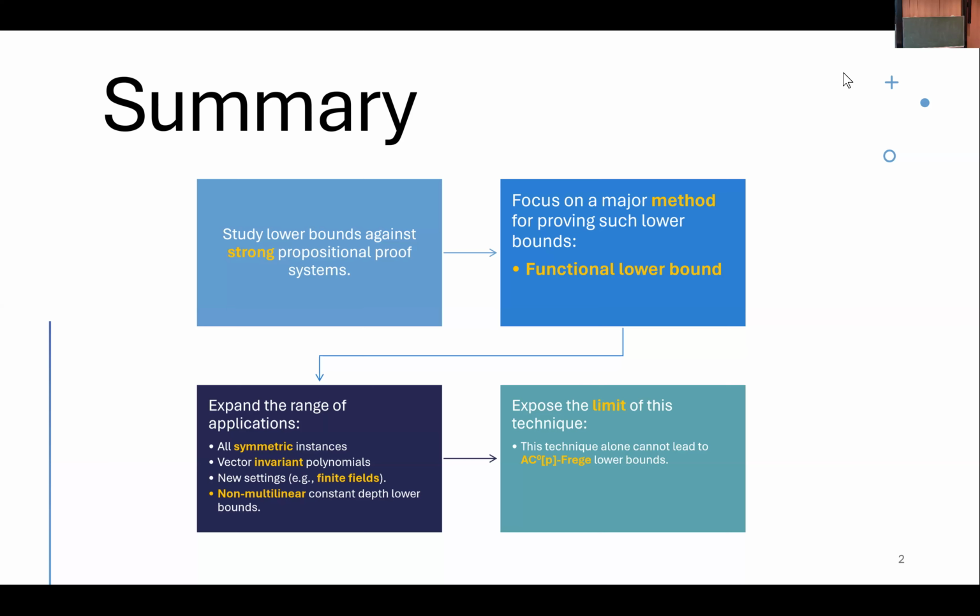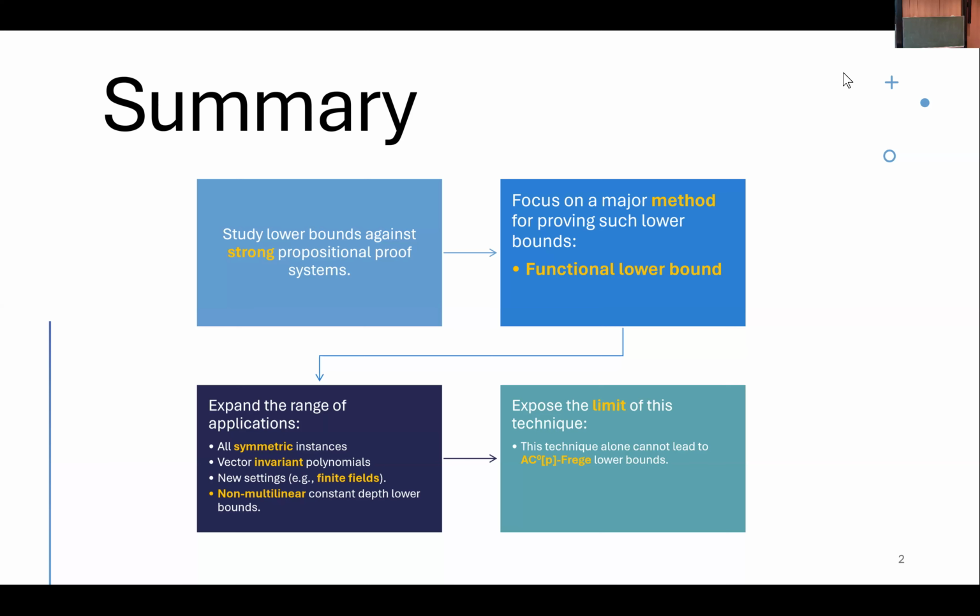And then we do some quite heavy technical work on improving the constant depth IPS lower bound result. In this work, we show something that is stronger than was known before, based on some improvement on individual degrees in the refutations.